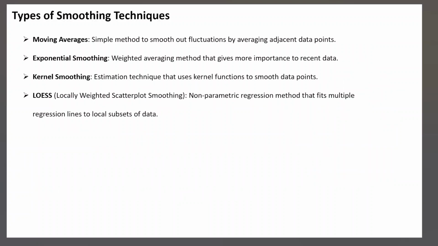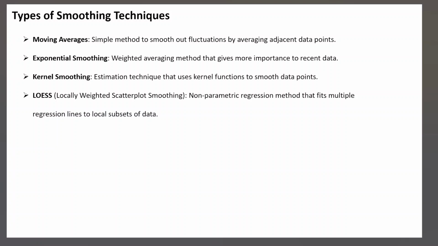Data smoothing, we'll see. So that is moving average, or rolling average as people generally call it. This uses a specific time frame within which it averages out the data and gives the final output. So it is a simple method to smooth out fluctuations by averaging adjacent data points, distributed based on the time frame which we set. Okay. Then exponential smoothing. Exponential smoothing is a weighted averaging method that gives more importance to the recent data.